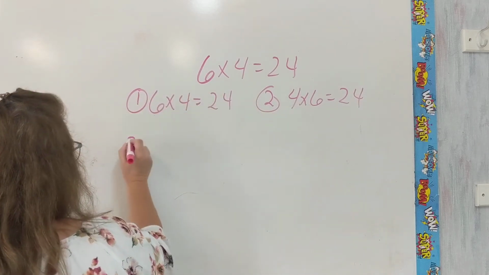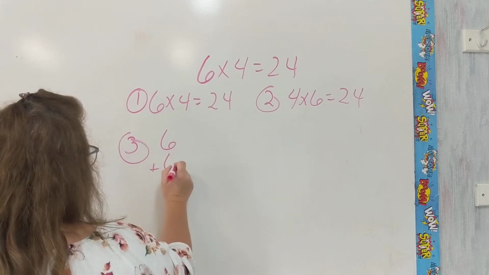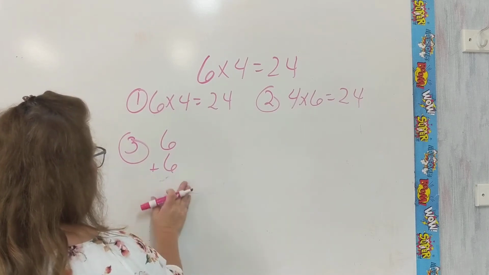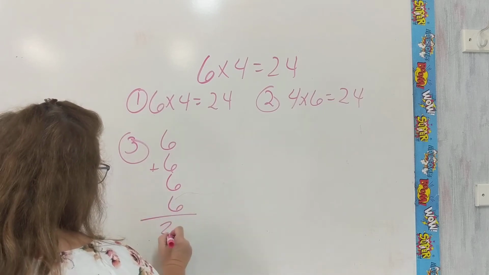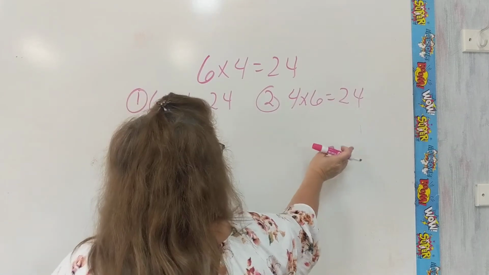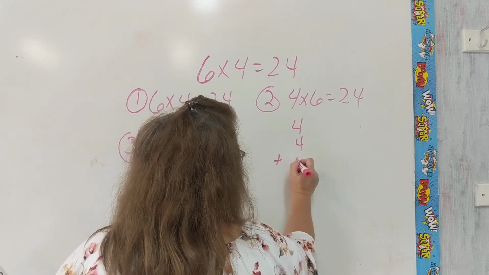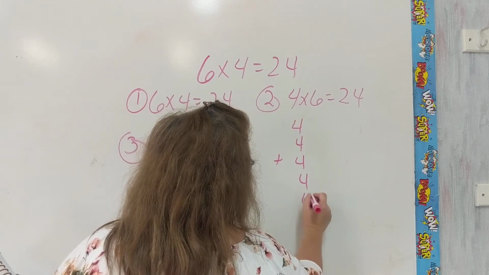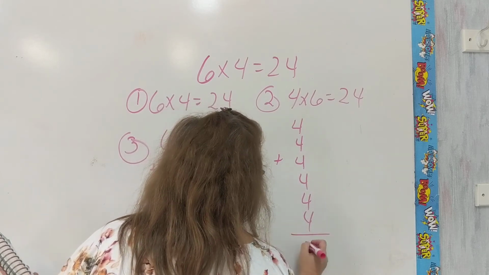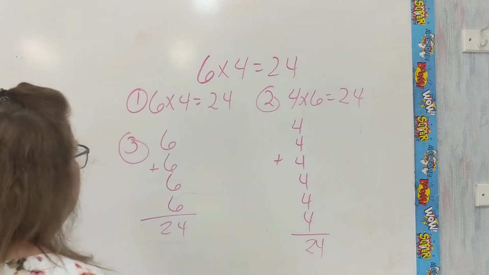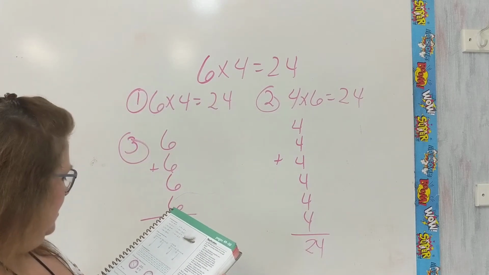Another way that we can write it is we can add 6 up 4 times. 6 plus 6. I always want to write plus every single time. Plus 6 plus 6 equals 24. Or we can write 4 6 times. 4 plus 4 plus 4 plus 4 plus 4, 1, 2, 3, 4, 5, 6 plus 4 equals 24. So those are our 4 different ways that we can write those facts.